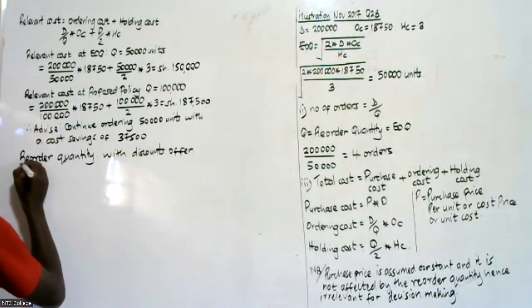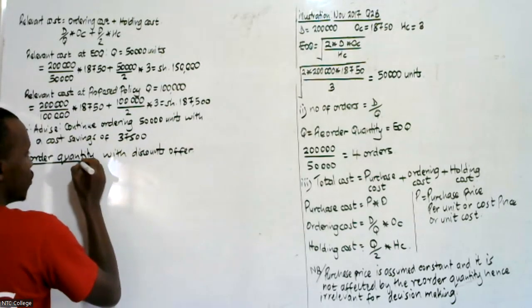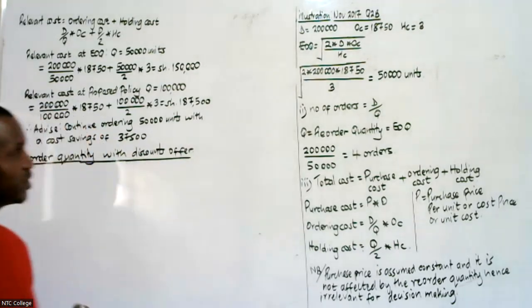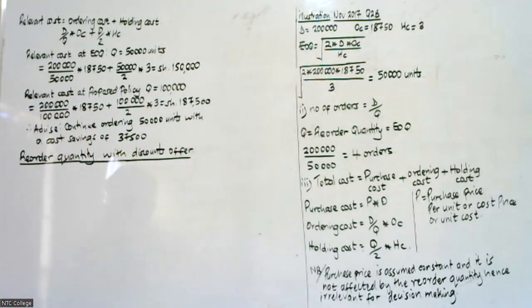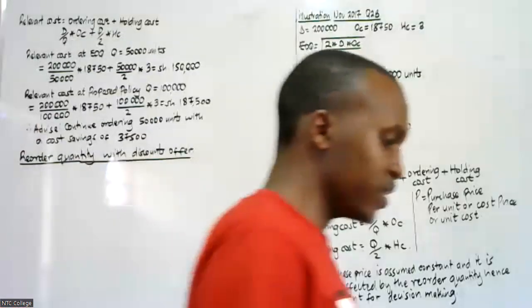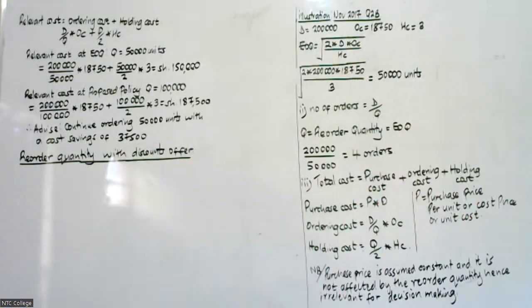So what we've previously covered is the reorder quantity without discounts. Now I want us to talk about the reorder quantity where there is presence of a discount.